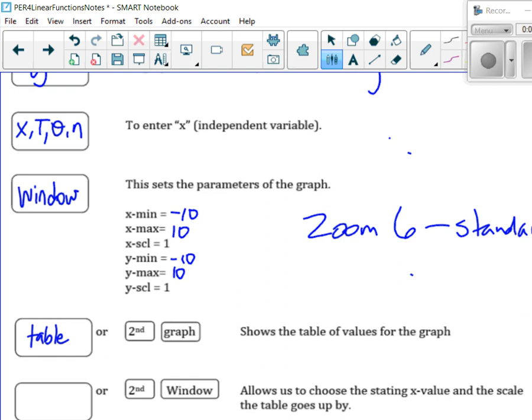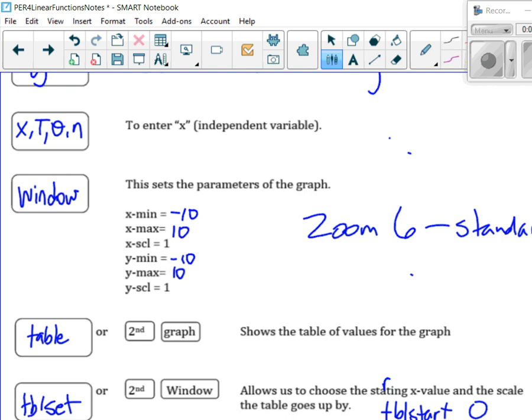So that is table set, TBL, or second window. And that allows you to choose the starting X value and the scale it goes by. So I changed it so that it would table start, TBL start. I changed it to 0, and then the change of the table was, I changed it to 1.